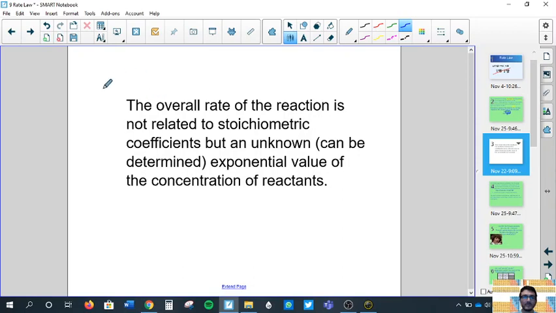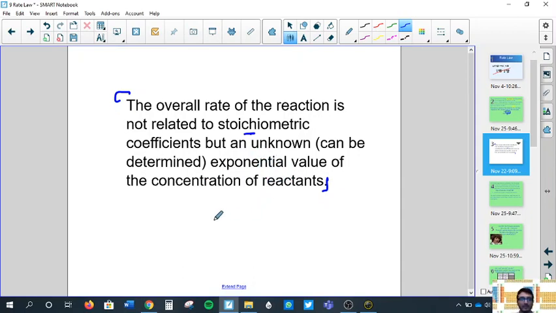To piece it all together, compare the overall rate of the reaction to the individual reactants and products rates. This hopefully will clarify that. The overall rate of the reaction is not related, like I said in a couple previous slides, to the coefficients in the stoichiometrically balanced equation. Instead, it is related to the exponent and to the type of reactants and concentrations.